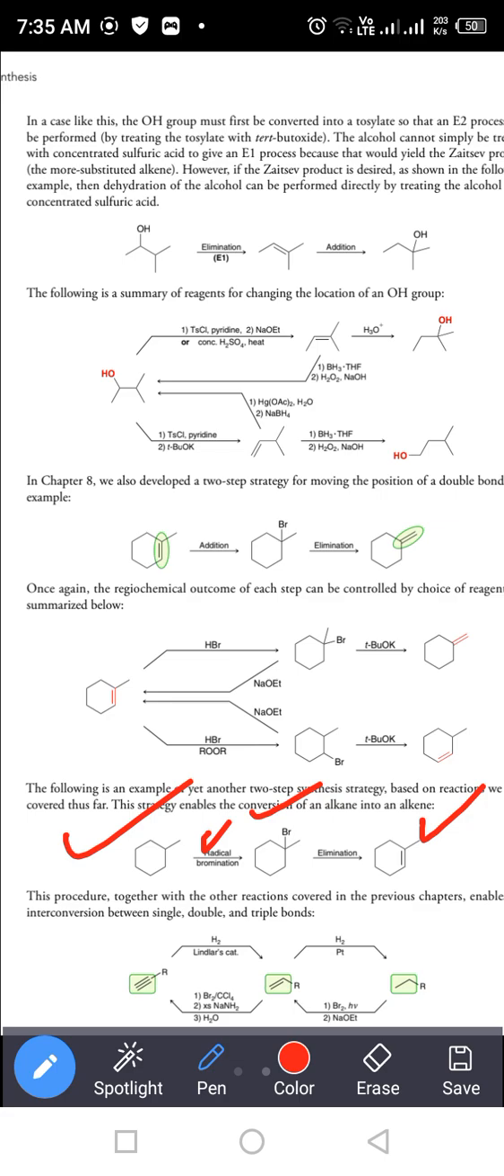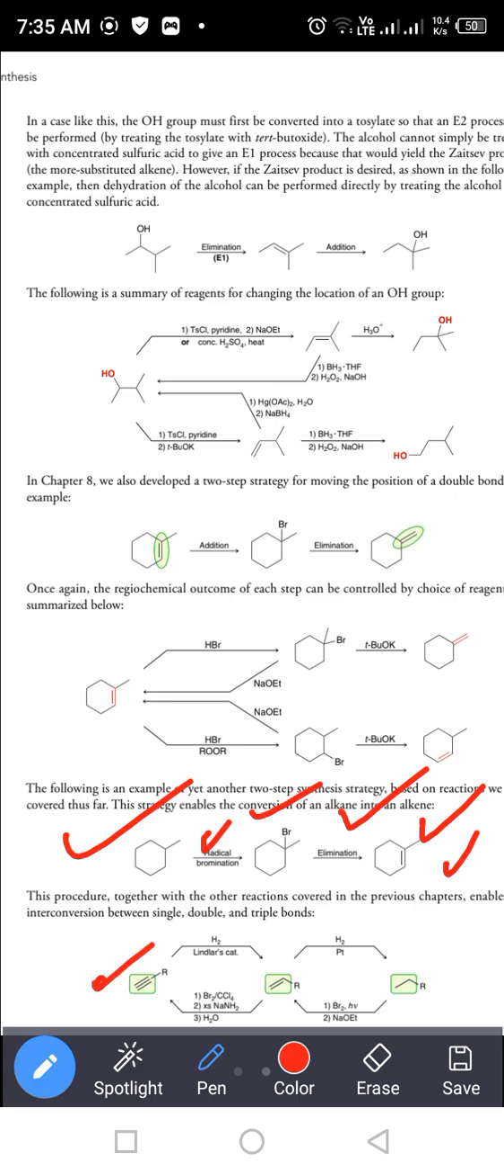Yes, now we have bromine at the tertiary carbon. Just do elimination. The substituted alkene is the product. It means we will do elimination, and our required product will be obtained.